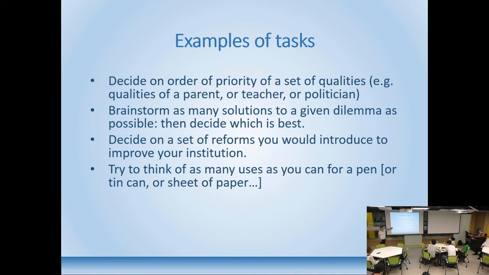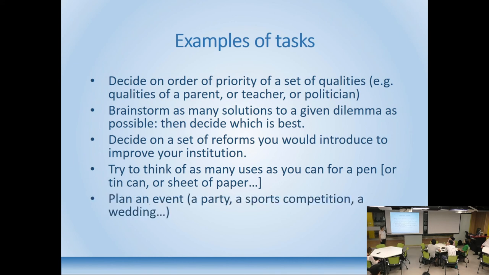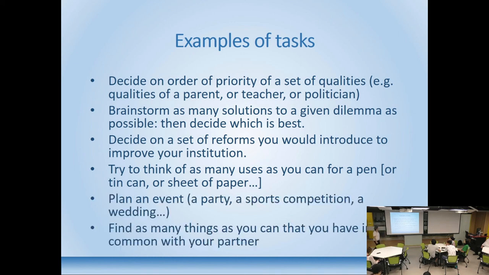This is a creativity activity. Try to think as many uses as you can for an object, a pen, tin can, sheet of paper. Plan an event. Find as many things as you can that you have in common with your partner. All these things are tasks. Again, it's decide, try, plan, find, not talk, but they cannot do it except by talking. And on the whole, at the high level of students who most of you are teaching, task-based discussions work much better than do topic-based ones.